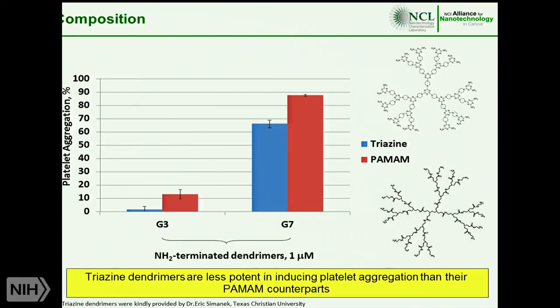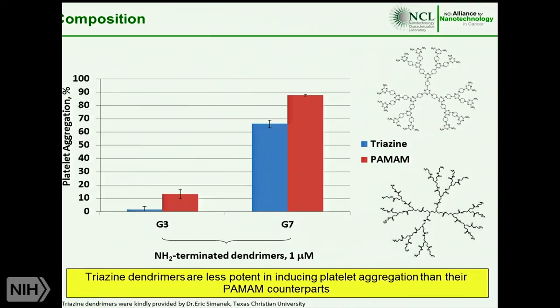Particle composition is important. In this case, I am comparing two different dendrimers, the PAMAM dendrimers, or polyamidoamine dendrimers, and triazine dendrimers. If we look at the triazine dendrimers in this blue graph, you see the same trend that we observed with PAMAM dendrimers, the red bars, in that if we transition from the smaller particle, generation 3, to the larger particle, generation 7, we see increased reactivity with the platelets. However, if we compare same-generation triazine dendrimers with PAMAM dendrimers, we see that triazine dendrimers are less biologically reactive than their PAMAM counterparts.